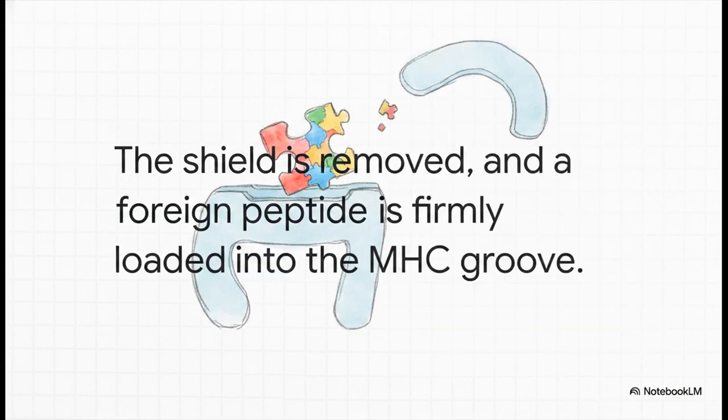And that brings us to the critical moment in step 4, loading. The vesicle carrying our safely shielded MHC Class II molecule finally fuses with that late endosome, the one holding the digested, shredded pathogen fragments. That safety shield, the invariant chain, is finally chopped away. And with the groove now exposed, a high-affinity foreign peptide from the digested enemy is firmly loaded right into the MHC molecule. The evidence is completely locked in place.